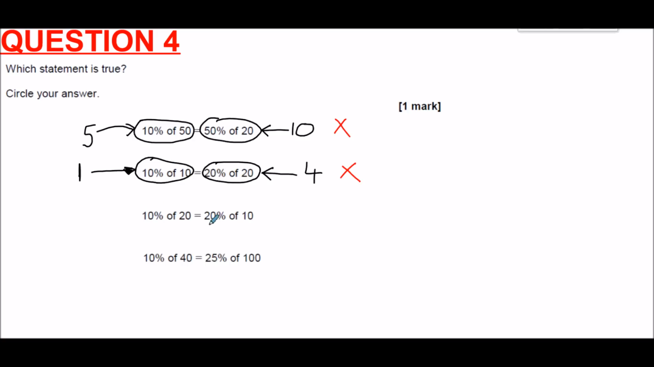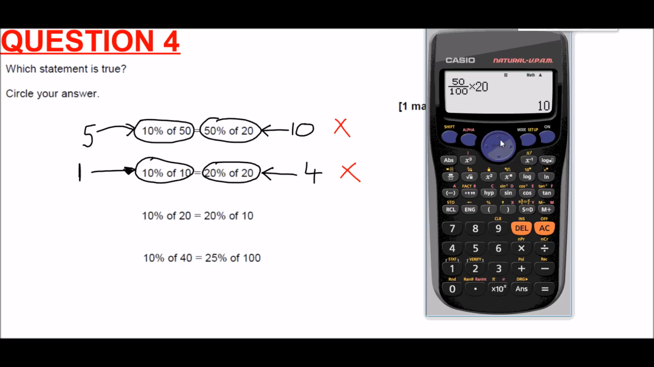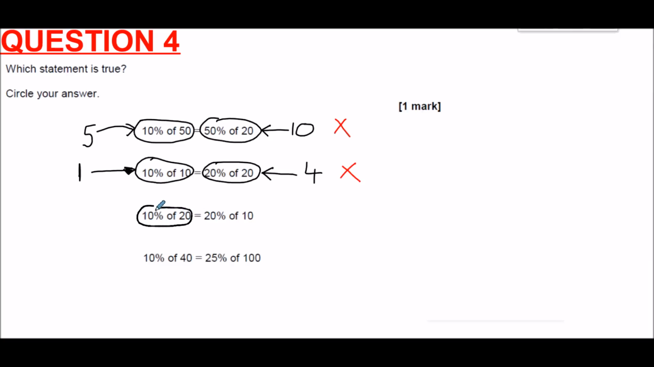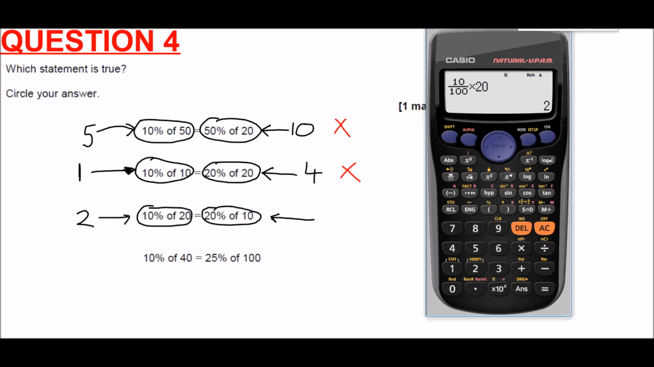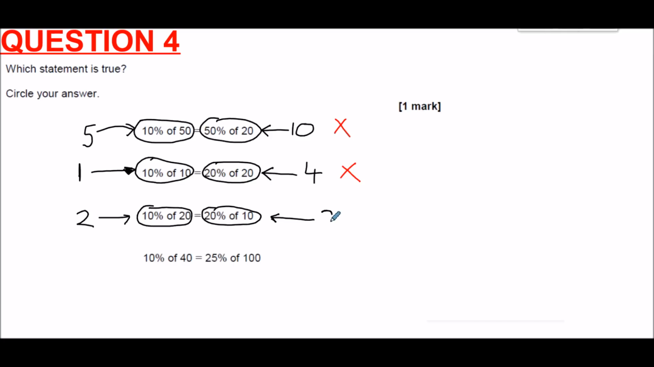However, if you try this next one, 10% of 20, so again, I may as well just show you how to do it on a calculator. 10% of 20 equals 2. So this first one here equals 2. And this one, 20% of 10, we can work out in a similar way. In exactly the same way, actually, to be honest. 20% of 10 gives us 2. So does 2 equal 2? It certainly does. And so that's one we have to circle.